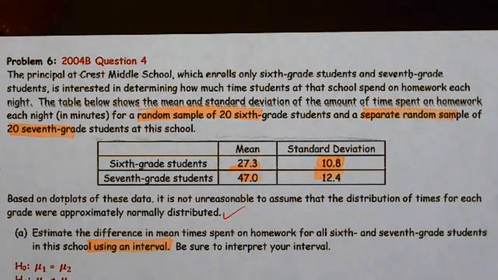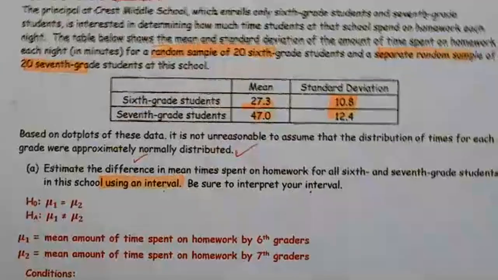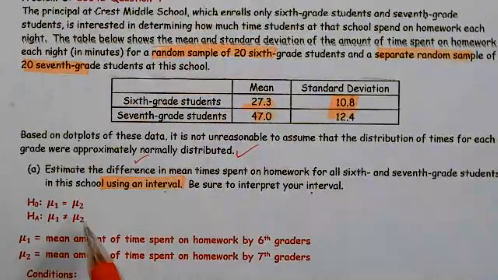Then it says, estimate the mean time spent on homework for all 6th and 7th grade students in the school using an interval. And so they use the word difference. And so then it says, be sure to interpret your interval. They don't need to tell us to be sure to do that. We should always do this. They tell us specifically they want us to use an interval. So we're going to use an interval, not a hypothesis test. So you do not need to state the null and alternative.